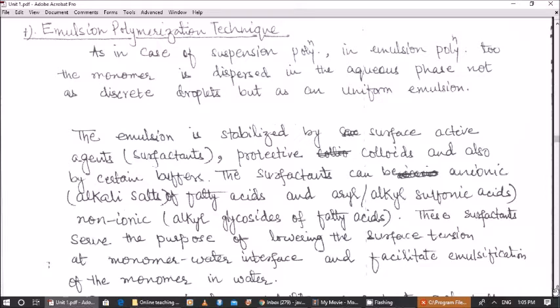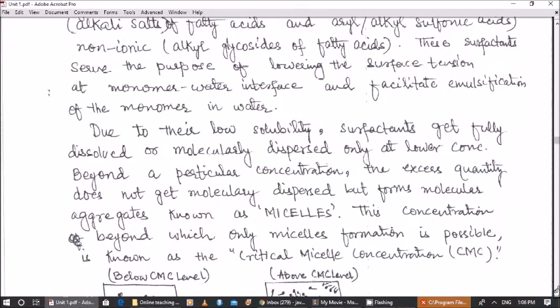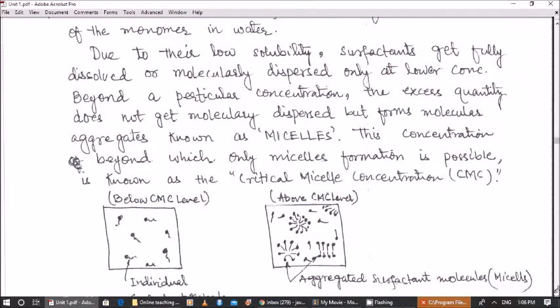The surfactant can be anionic, such as alkali salts of fatty acids, or aryl or alkyl sulfonic acids, or non-ionic, such as alkyl glycosides of fatty acids. These surfactants serve the purpose of lowering the surface tension at the monomer water interface and facilitate emulsification of monomer in water.